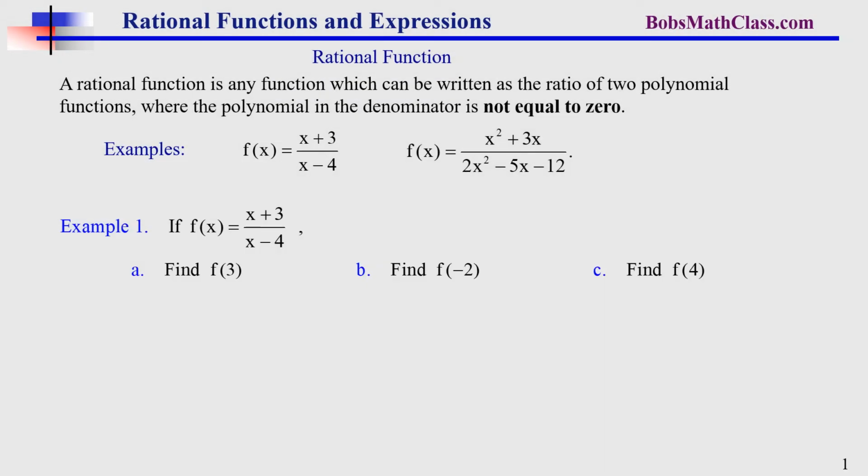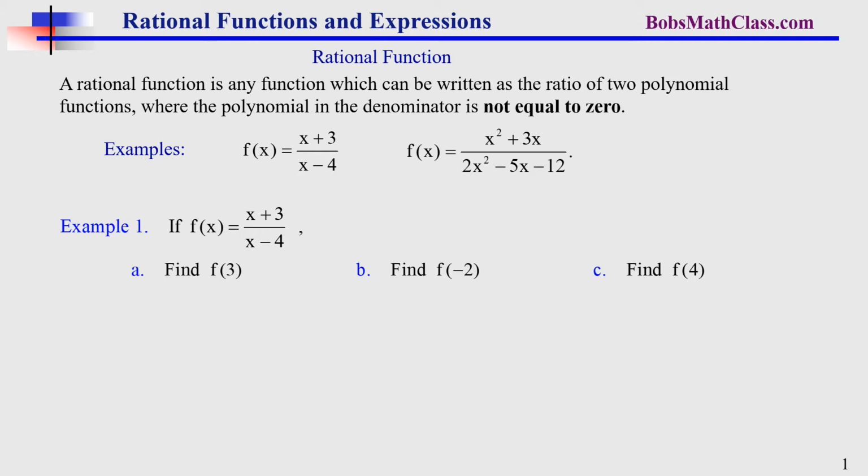All right, so we're talking about rational functions and expressions. When we talk about a function, we're using that notation of f of x or p of x. Let's read this definition. A rational function is any function which can be written as the ratio of two polynomial functions. Okay, so a ratio just means a fraction. And there's two polynomials, so that means there's a polynomial on top and a polynomial on the bottom, where the polynomial in the denominator is not equal to 0.